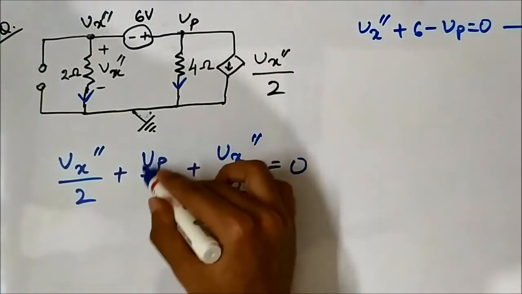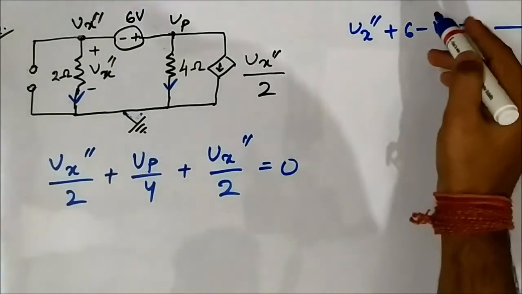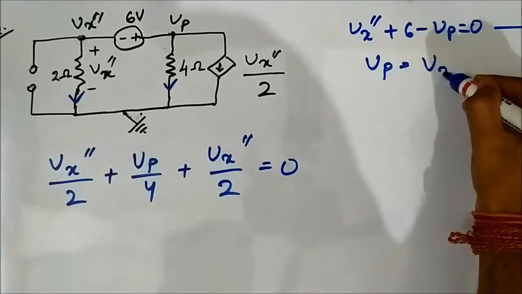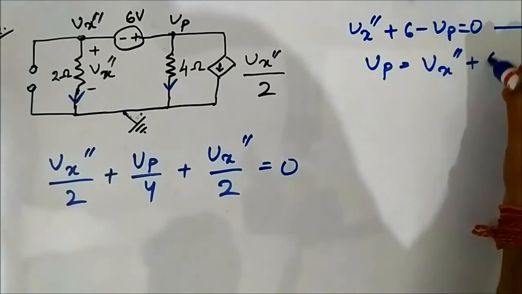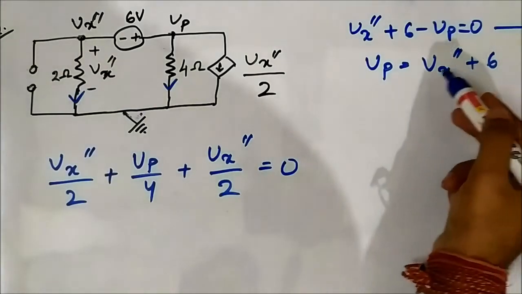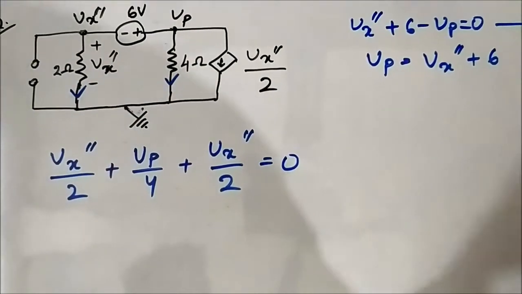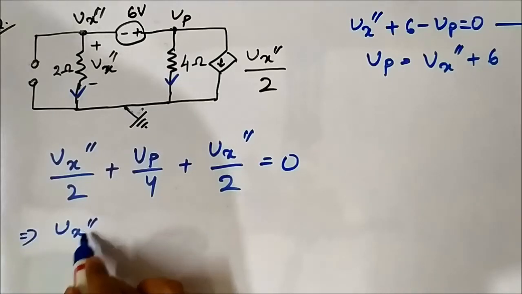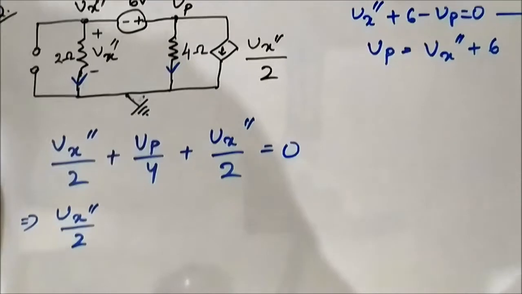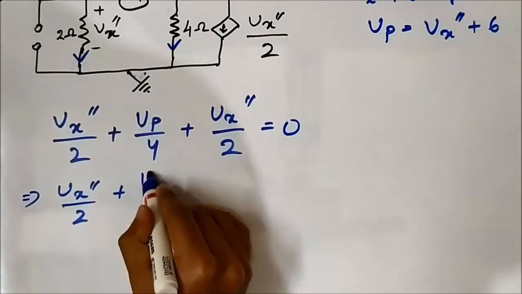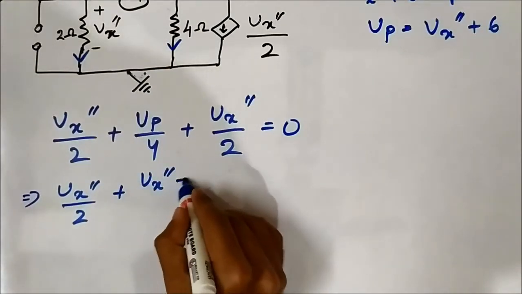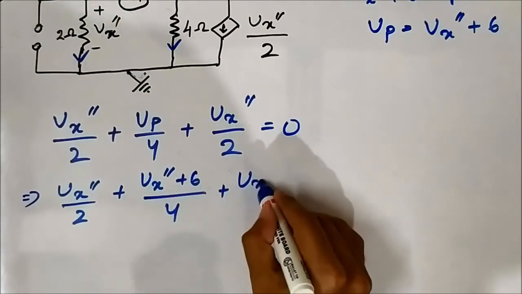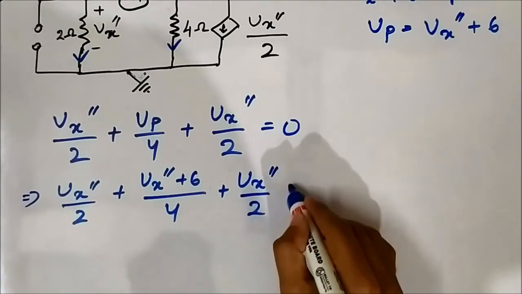Now in place of Vp we will substitute this equation. Vp can be written as Vx double dash plus 6. So we will substitute here: Vx double dash by 2 plus (Vx double dash plus 6) by 4 plus Vx double dash by 2 equal to 0.